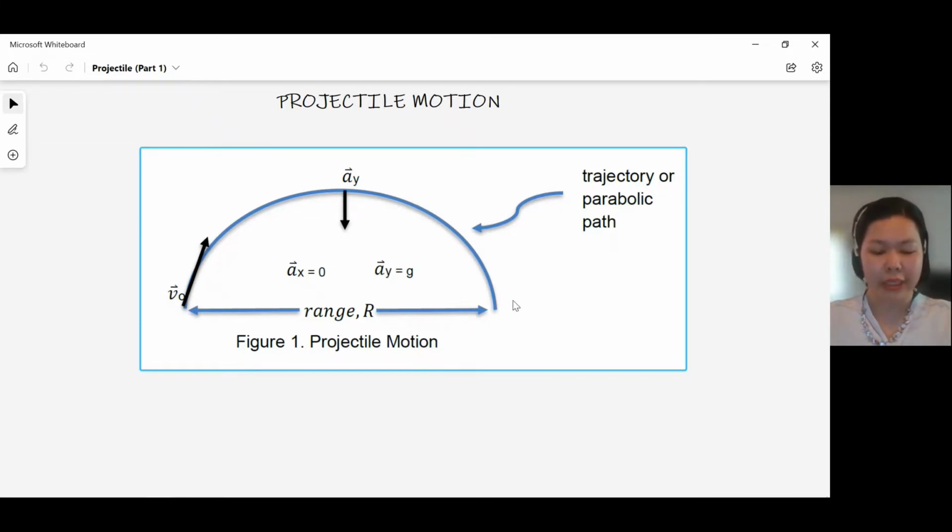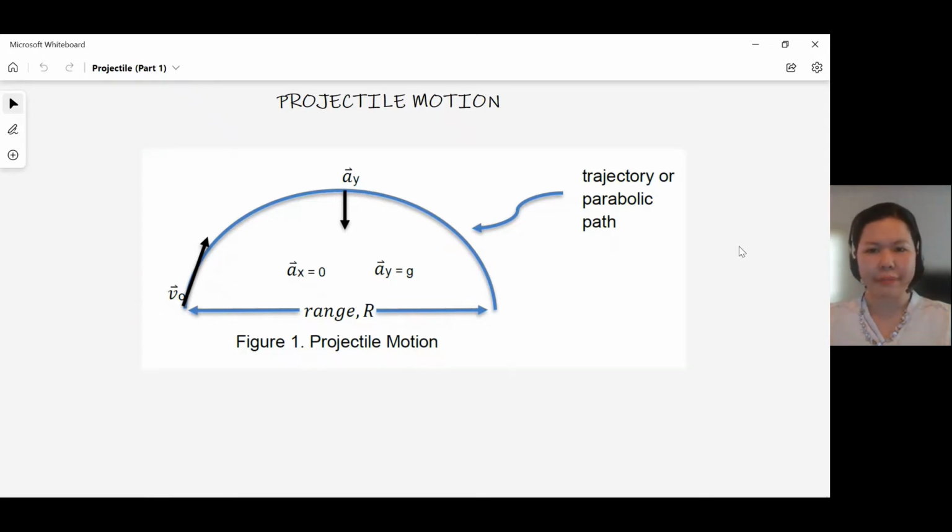It should be noted that at any point along the trajectory, the acceleration along the horizontal is zero. That is, along the horizontal, the object moves at constant velocity. It is not accelerating. On the other hand, along the y-axis or vertical, the object accelerates under the influence of gravity alone. In figure 1, we denote the acceleration due to gravity as a sub y, and this is equal to negative 9.8 meters per second squared.